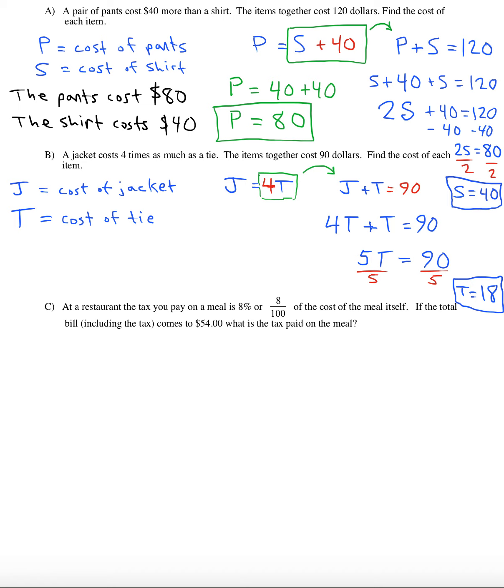Now that we know what t is, we want to take that value of t and plug it back into one of the original equations. So we'll get J equals 4 times 18. J equals 72.